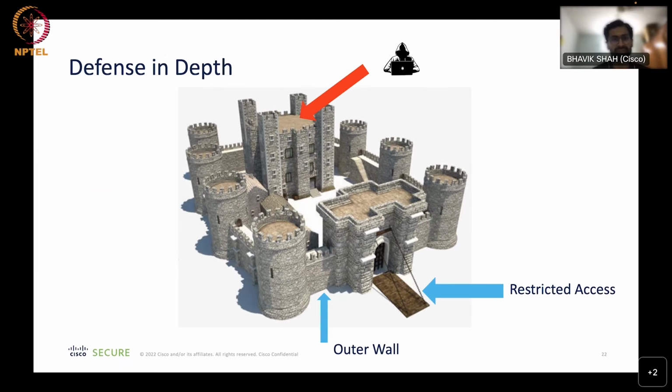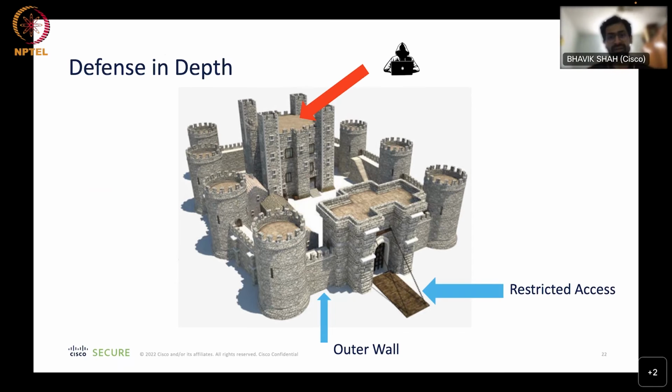But with the onset of COVID and with applications moving towards the internet, now you can see that the attacker has no longer restricted access, right? He can climb the wall, or he can have visibility of what is hosted in the building at the back, right?